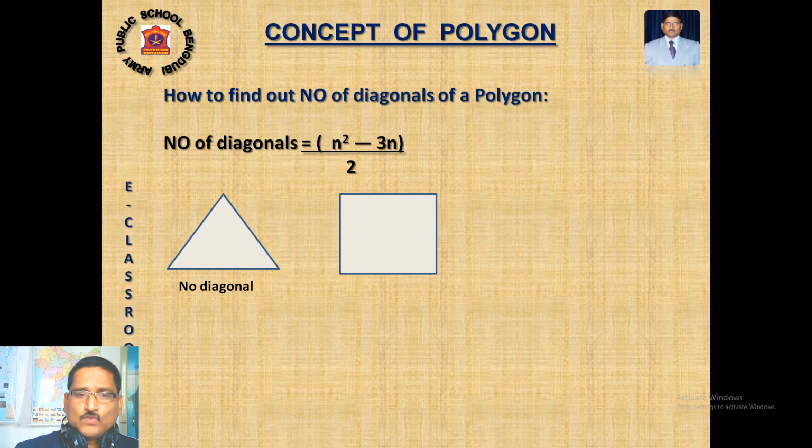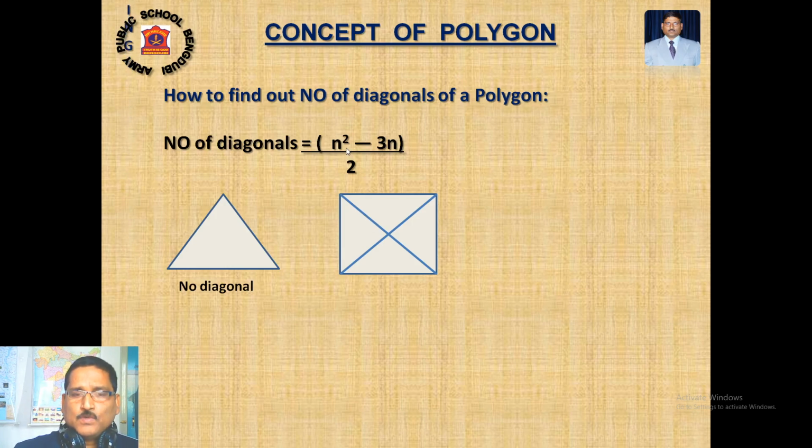So in case of a square, if I start a diagonal from here, the alternate position will be here. Okay, so one diagonal. If I start from here, the alternate position will be here. Okay, 2. If I start from here, the alternate position will be here, already drawn. If I start from here, the alternate position will be here, already drawn. So in case of a square, the number of diagonals is 2.